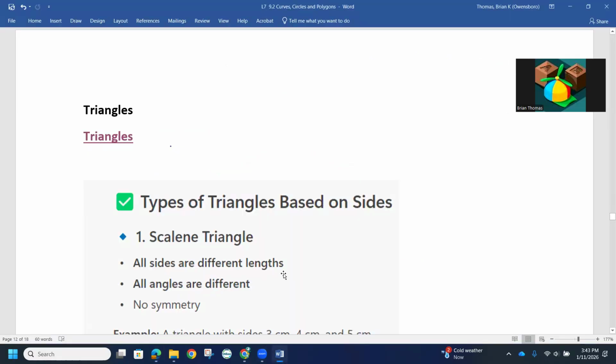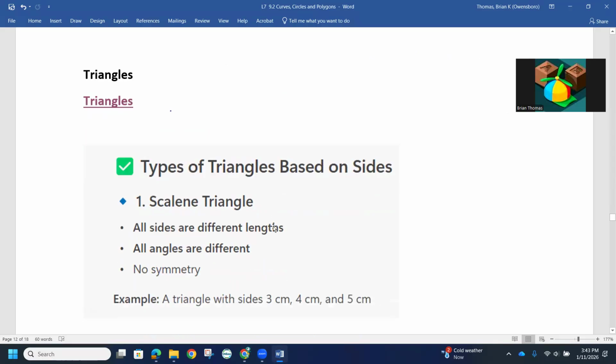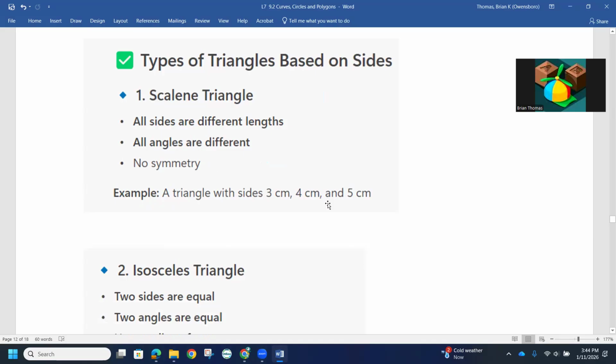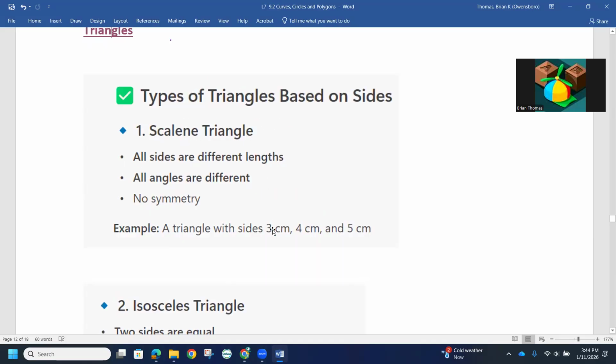So types of triangles. We have a scalene triangle. What that means is all three sides are different lengths, which means all the angles are different. And there's no symmetry either. An example of a scalene triangle would be 3, 4, 5. But notice how we just talked about 3, 4, 5. All sides are different. It's a scalene, but based on the angles, it has a special name. Right now we're talking about based on sides.